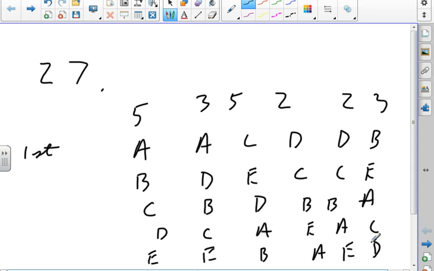Okay, so we're figuring out who has the least number of first place votes. A has 8, 5, 4, 3. So B has the least first place votes. So we're going to eliminate B.